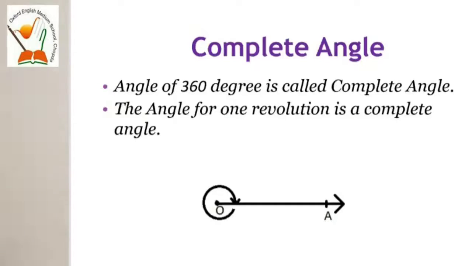When there is one complete revolution, at that time the angle is 360 degrees and that angle is called a complete angle. So an angle having a measure of 360 degrees is called a complete angle. See in this figure, ray OA, when we rotate that ray in one direction only and it comes to the original place again, then there is one complete revolution, and at that time the angle formed is 360 degrees. So today we learned about the types of angle.